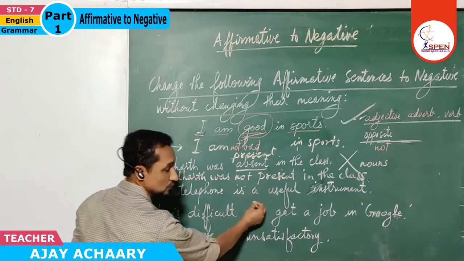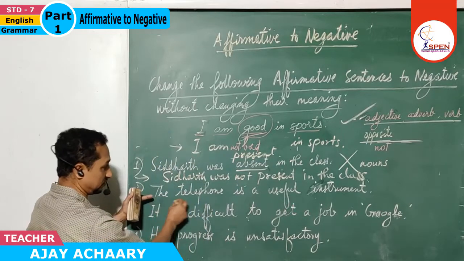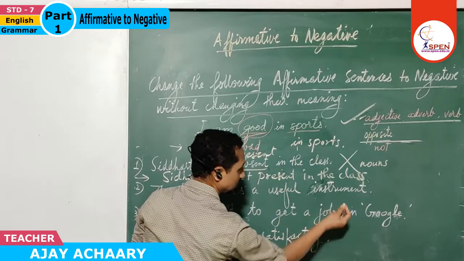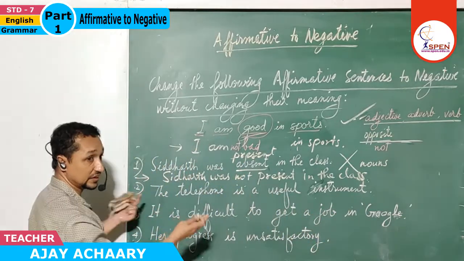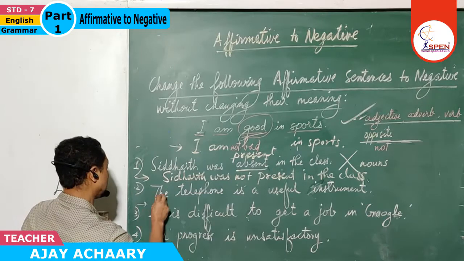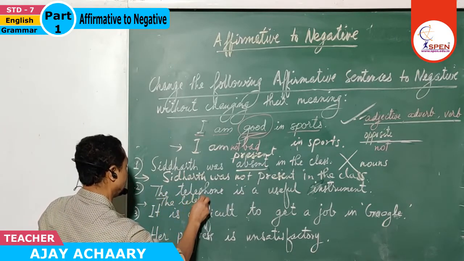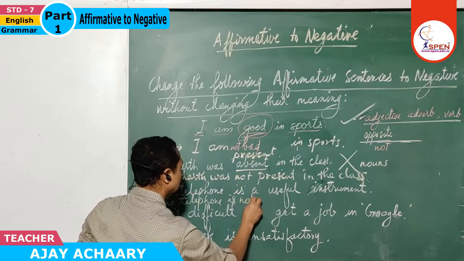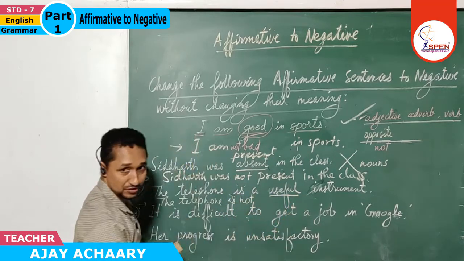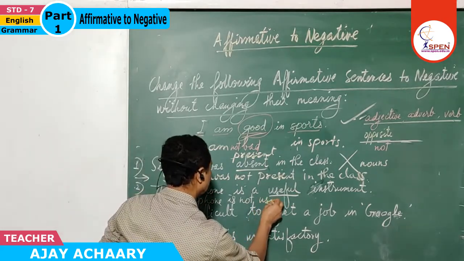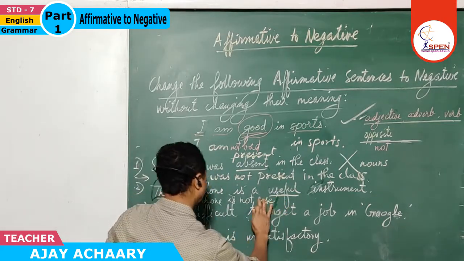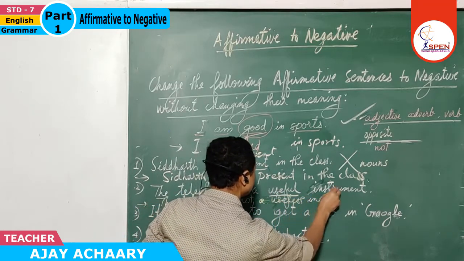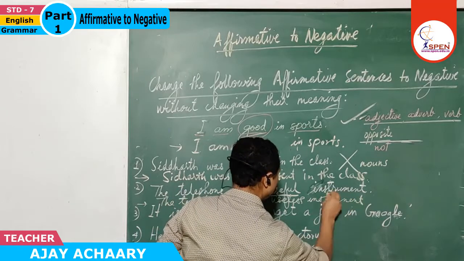The telephone is a useful instrument. Look for the word of which we can find the opposite. Telephone, there is no opposite. Instrument, no opposite. Both are nouns. Don't forget, we cannot find the opposite of nouns. So the answer: the telephone is not useless. Opposite of useful is useless. The telephone is not a useless instrument. Not a useless instrument. See.